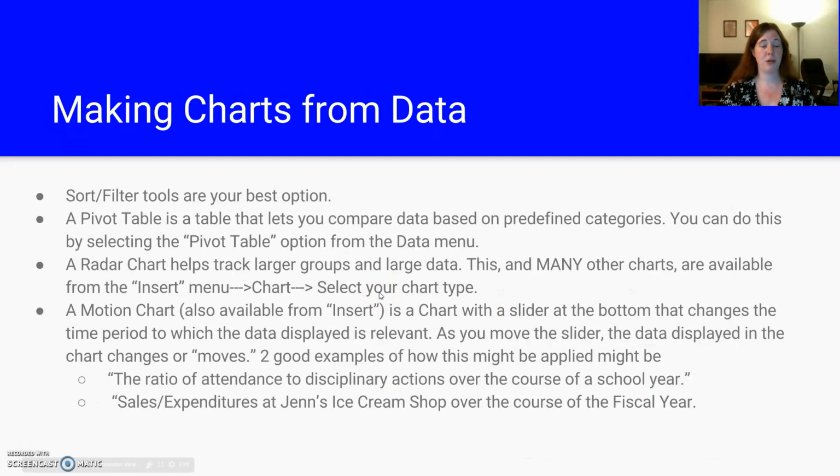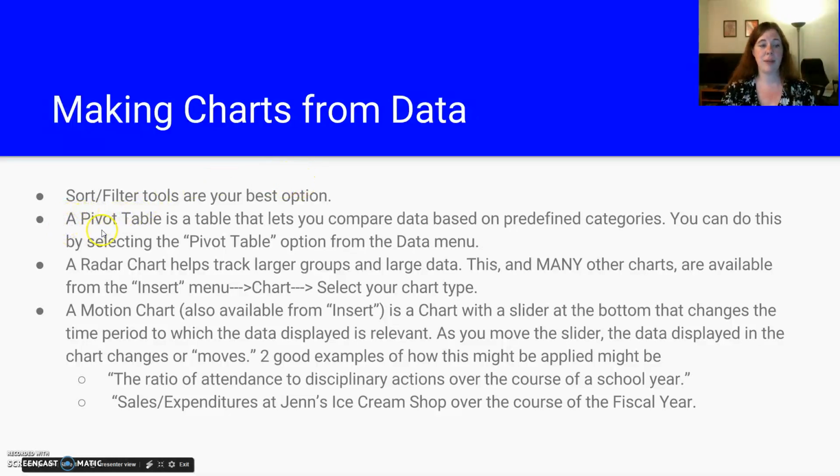The bigger part of this unit was making charts from data, and there are multiple ways to make these charts. They go over sort filter tools first. Sort and filter tools are absolutely your best option. You can select a range of data by clicking your mouse and dragging it. You can right click to get to the sort filter function, and then you can sort filter your data by columns and rows. If you're already looking at the Google certification level 2, you probably know how to sort filter, so I'm not going to go too deep into that.